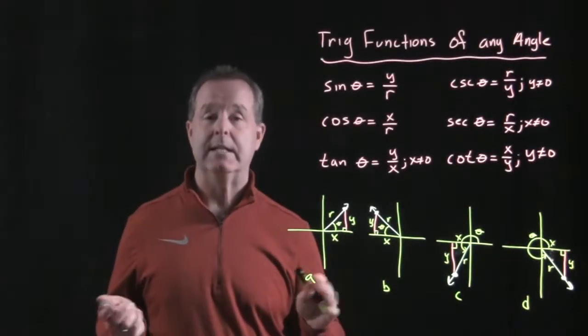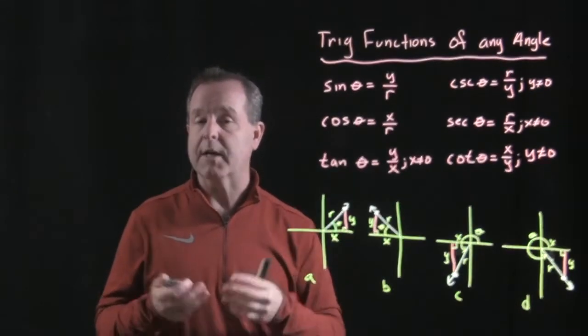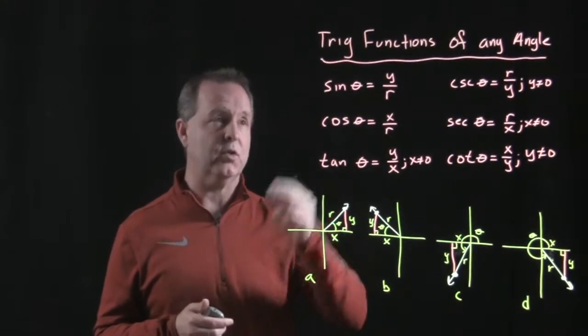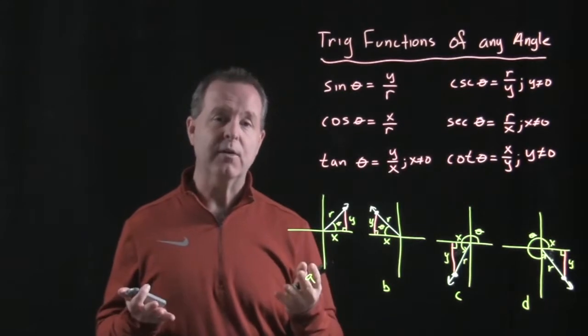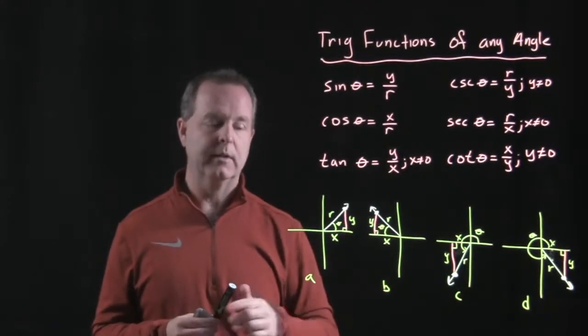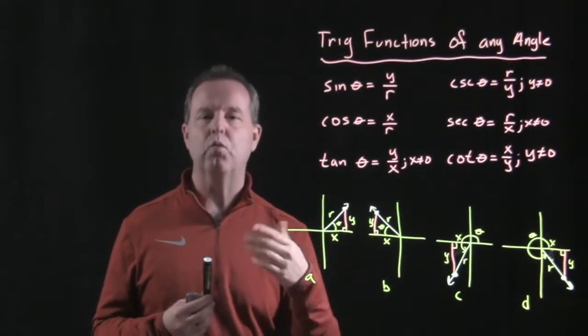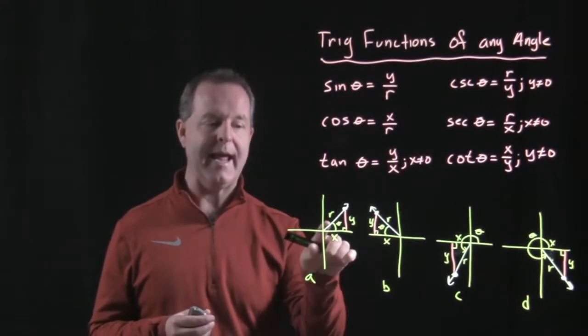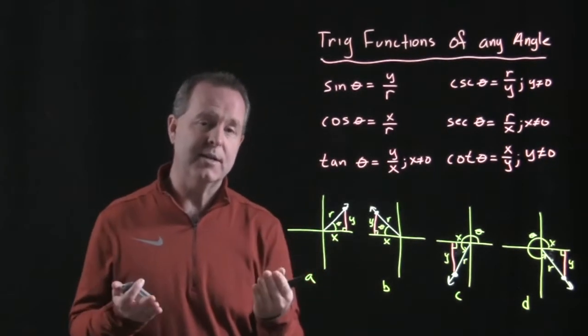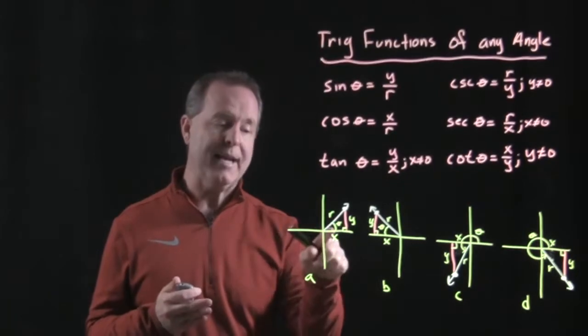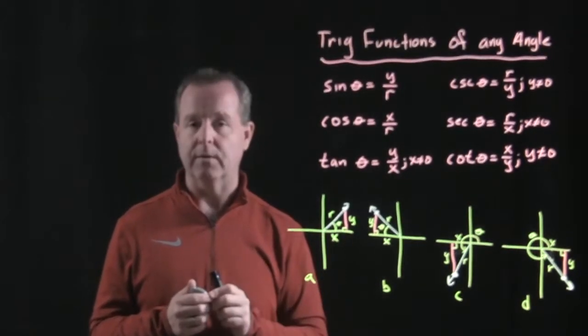We've already practiced looking at acute triangles and determining the 6 trigonometric functions of angles that we see within an acute triangle. My graph A right here represents one of those, where we have an acute triangle and then we determined its 6 trigonometric functions based on that acute angle.